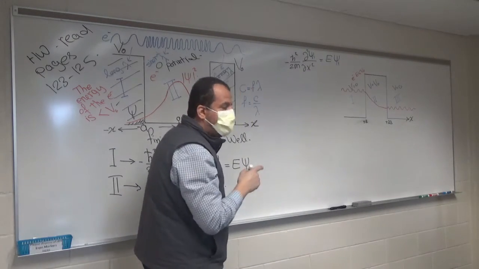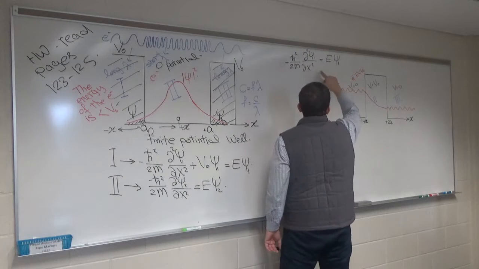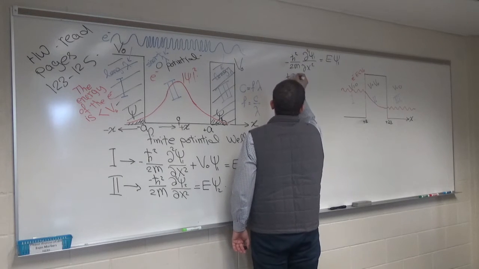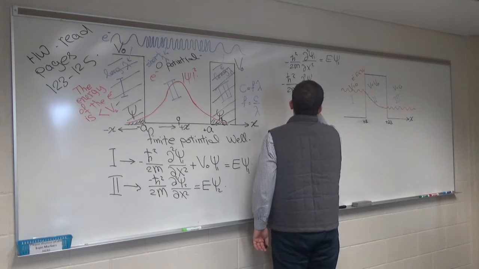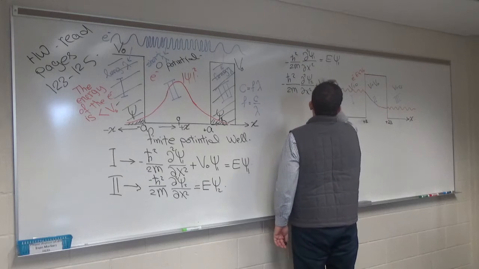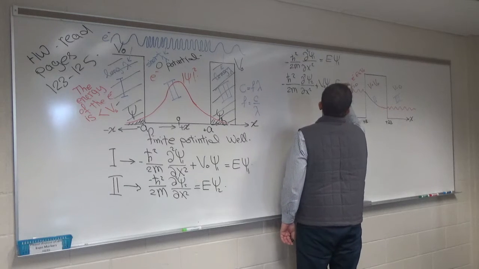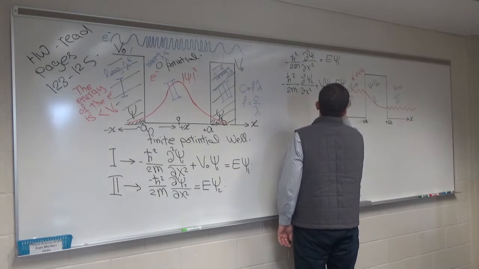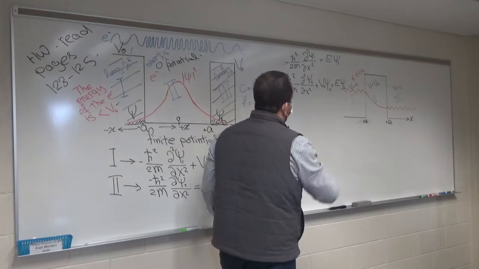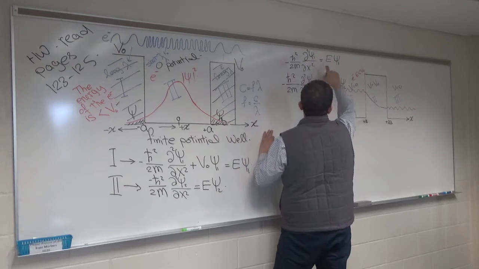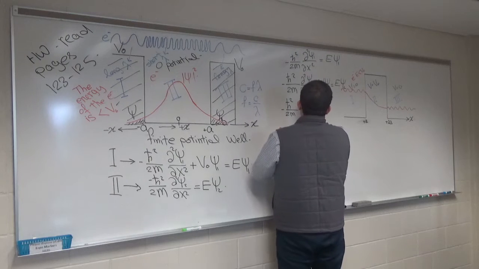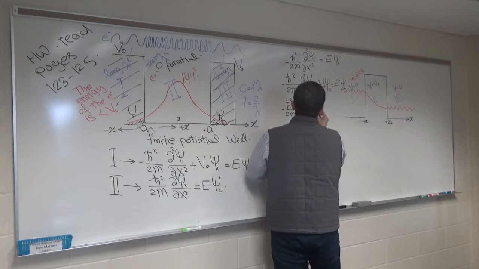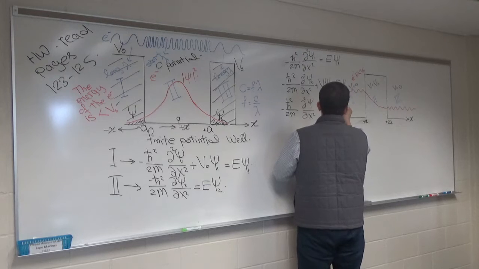Inside, we need to consider the potential and include it in the Schrodinger equation. So we will have minus h bar squared over 2m, partial squared psi 2 over partial x squared, plus V0 psi 2, equal to E psi 2. And for region number 3, of course, we have this equation again: minus h bar squared over 2m, partial squared psi over partial x squared, equal to E times psi. This is 3, and this is 3.